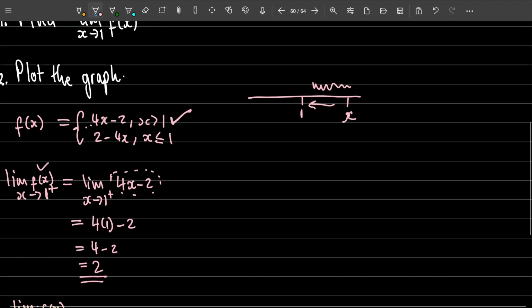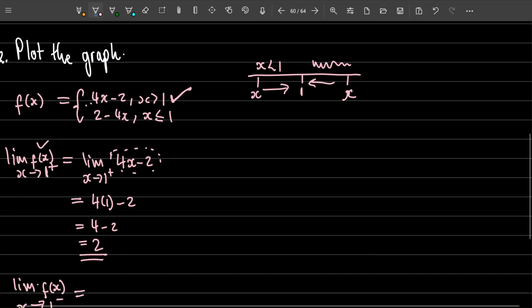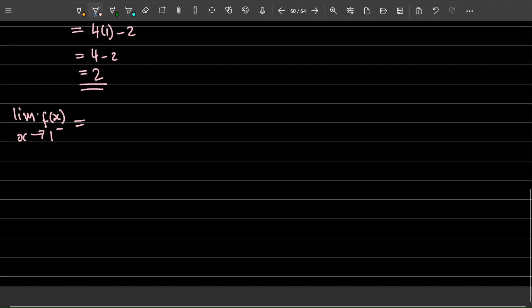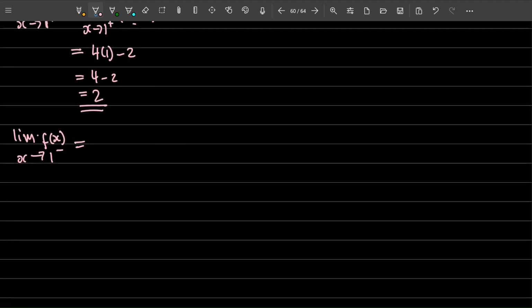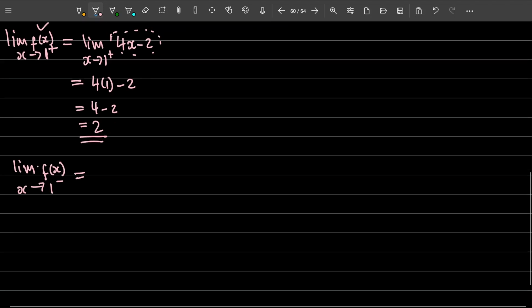When we are coming from the left, we are now saying x is somewhere here and we are going towards 1. Is it smaller or greater than 1? In here, x is smaller than 1. So the crocodile, which is that inequality sign, faces the bigger one, and the bigger one is 1 for now. Because we are coming from the left, so we are smaller than 1. So that means which one are we going to use? We use this one, which says for smaller or equal to 1, you use 2 minus 4x.